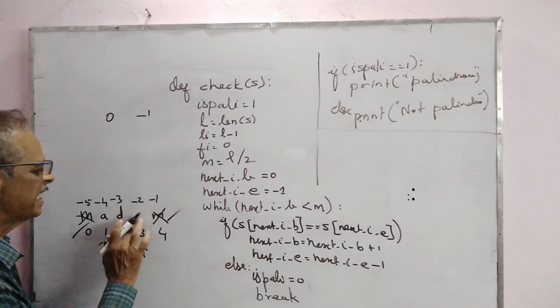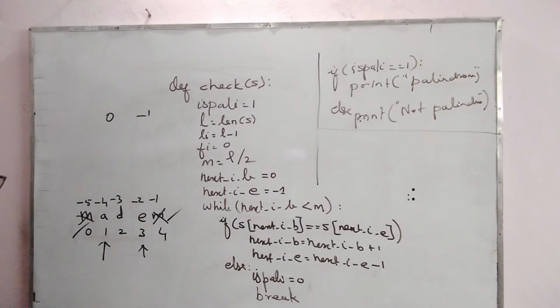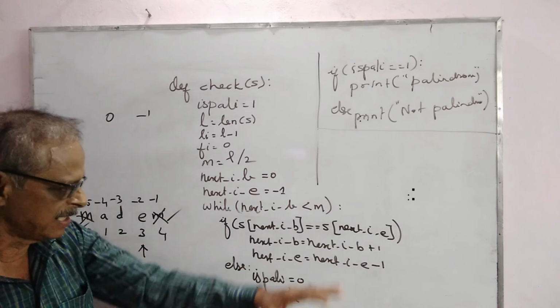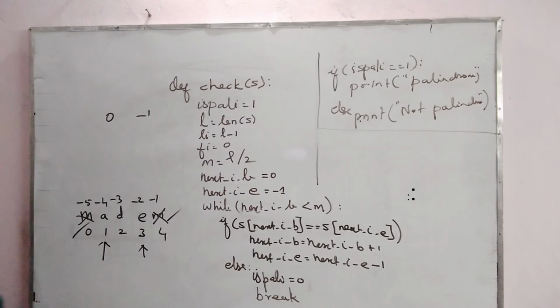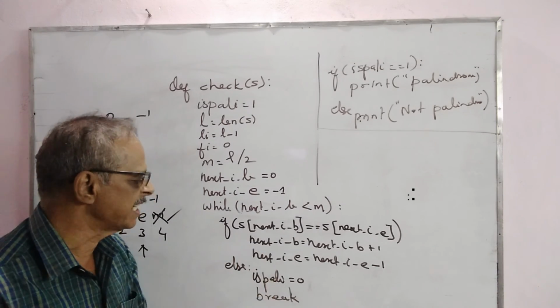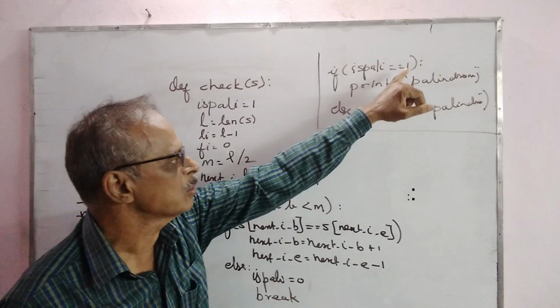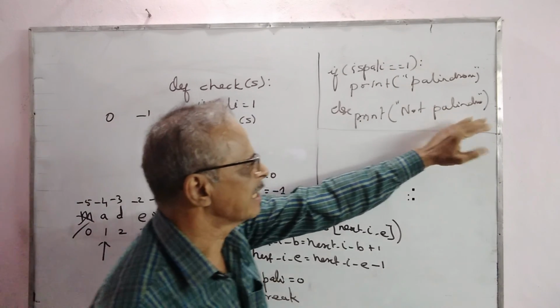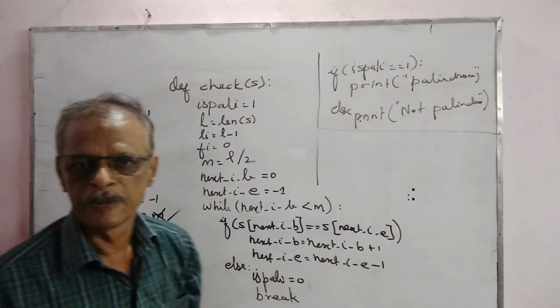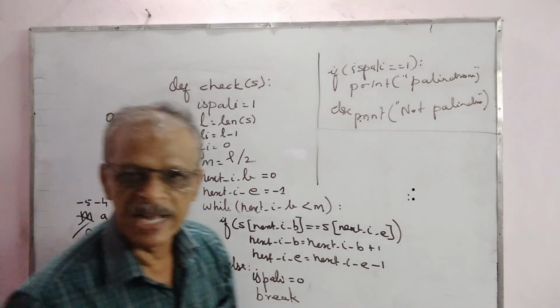Suppose with the characters E, when we check these two characters, the condition fails and the else part will be executed. Here we alter is pally to 0 and break and come to this part. Is pally equal to 1? No. Then it will write not a palindrome. I hope you all understand clearly.